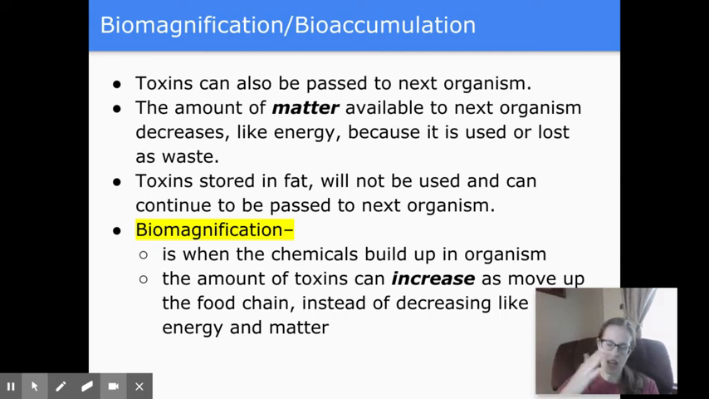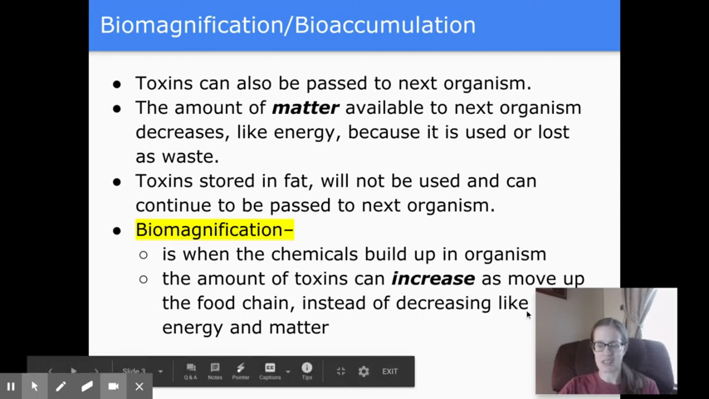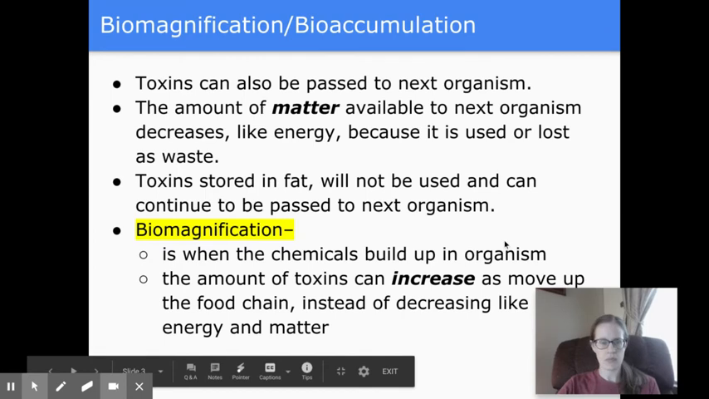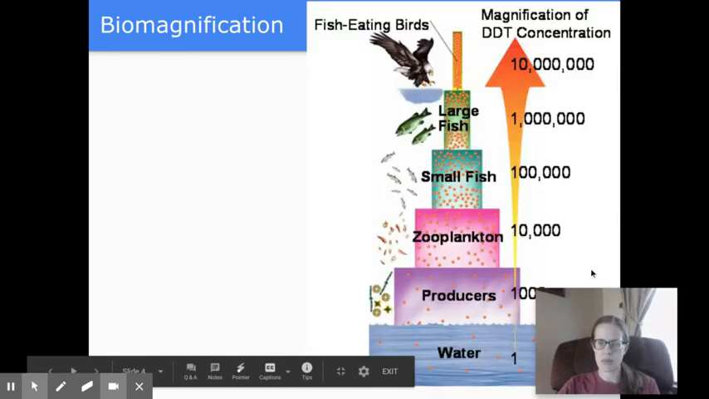And then it can actually accumulate or build up as you go down a food chain. So bioaccumulation, or magnification, means it gets magnified as you go down the food chain. The definition is that it's when chemicals build up in an organism and then build up as you go down the food chain. The amount of toxins increases in the food chain instead of decreasing like matter and energy do. Let's look at an example of this.